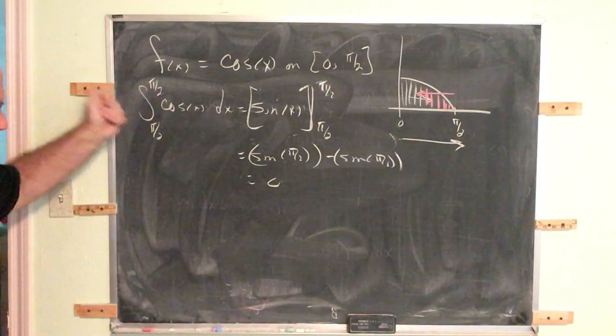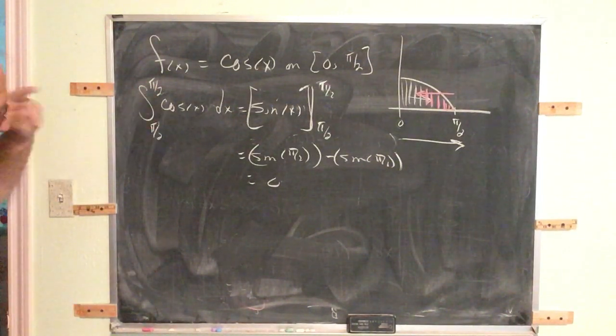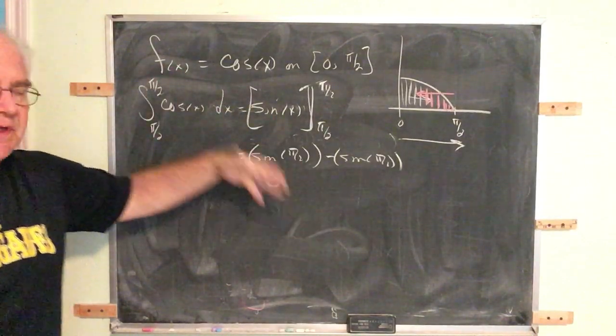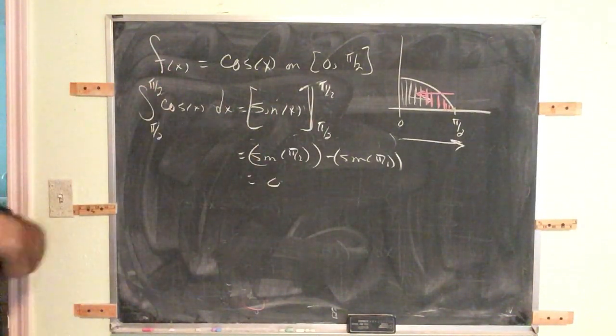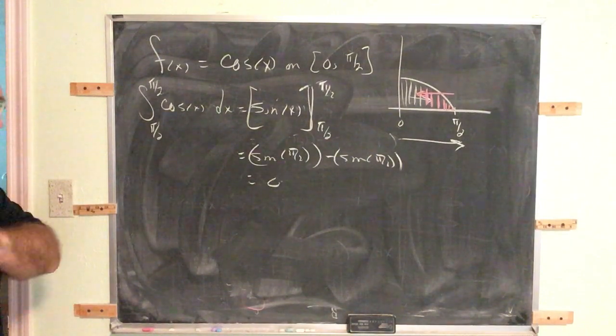And it's not hard to see there's nothing magic about cosine. There's nothing magic about pi over 2. This is not a proof. This is essentially an illustration showing that property in action.